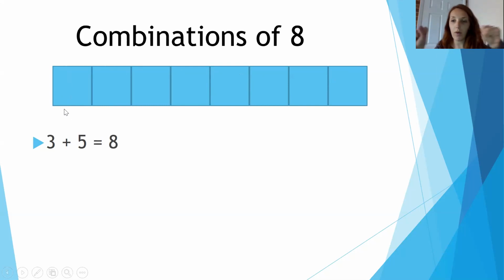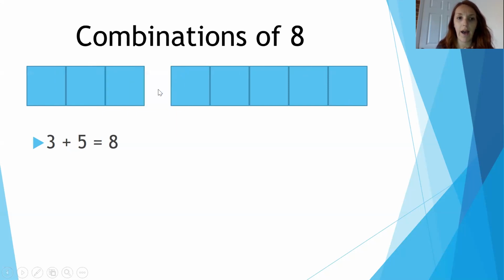Look, even though I broke it apart into 3 and 5 and I put it back together, it is still 8. Let's count. 1, 2, 3, 4, 5, 6, 7, 8. 3 put together with 5 makes 8. Now, I broke it apart right here into 3 and 5, right? But I can break it apart in different ways too. It doesn't always have to be broken here. Let me try breaking it in the middle.